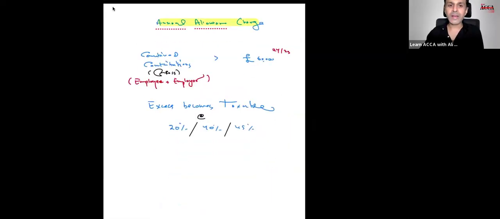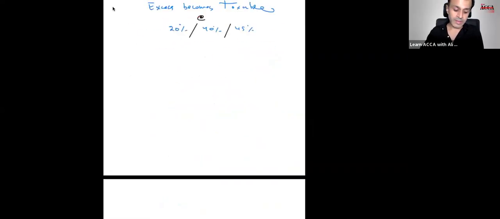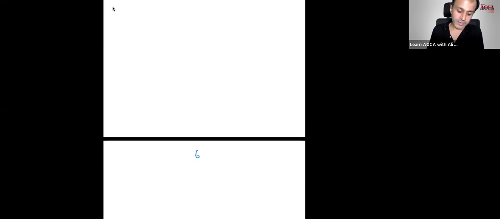You have to take the combined amount of contribution, employee and employer both, gross. Any figure more than the limit, that excess becomes taxable at the rate of 20, 40, or 45%, depending upon the rate at which he currently pays tax. This limit of 60,000 is fixed for tax year 24-25.